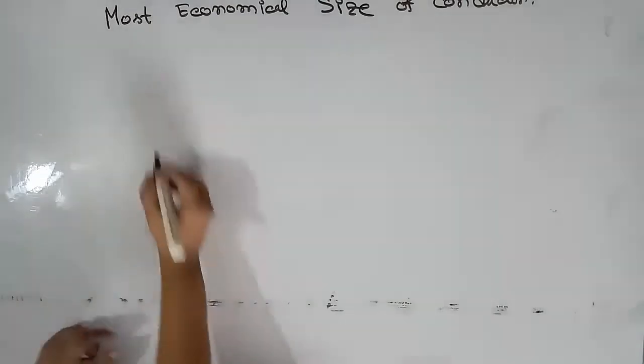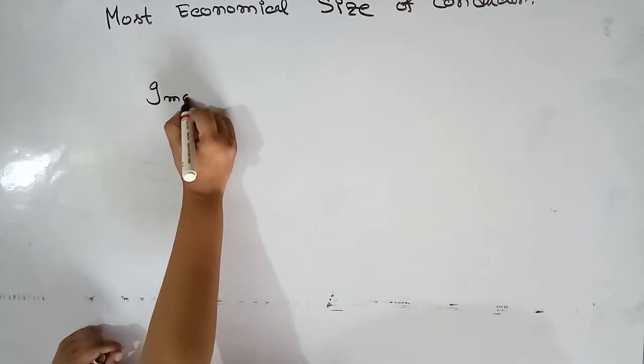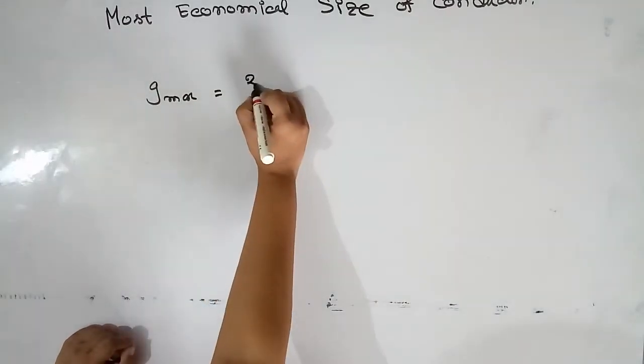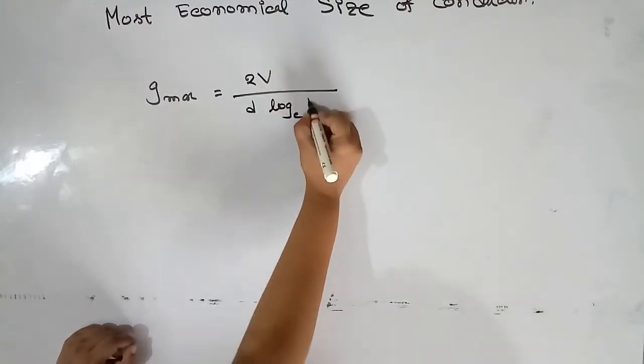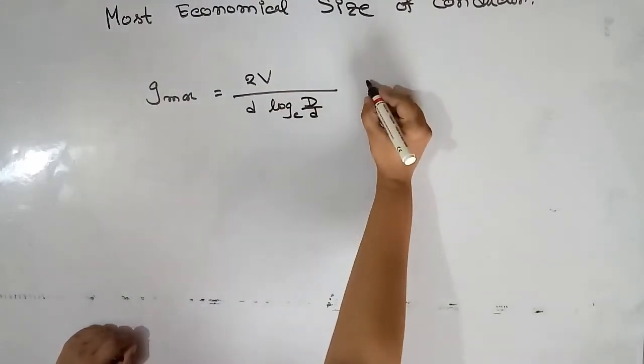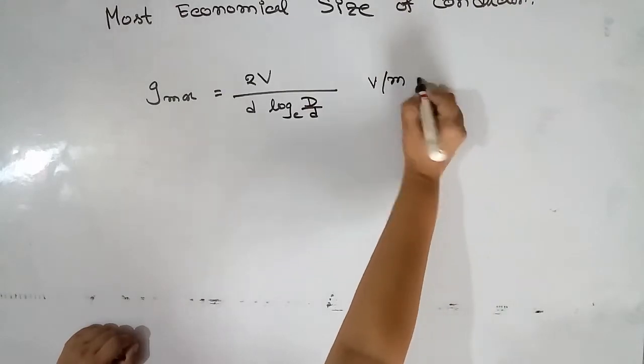Next is the most economical size of the conductor. Now it is already discussed that the maximum stress in a cable occurs at the surface of the conductor, and for safe working of the cable, dielectric strength of the insulation should be more than the maximum stress. Now what is G max? G max is equals to 2V by d log e D by d, unit is volts per meter.